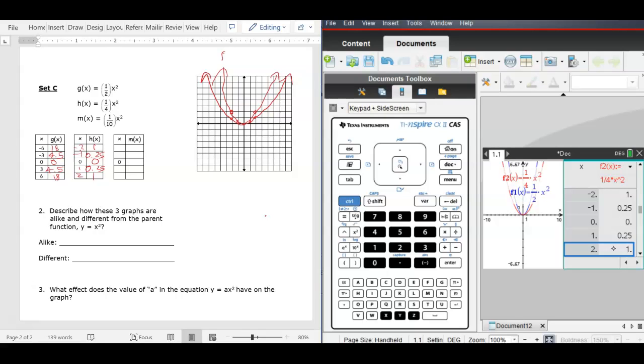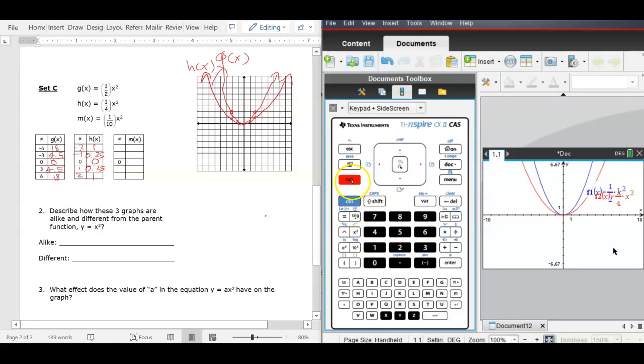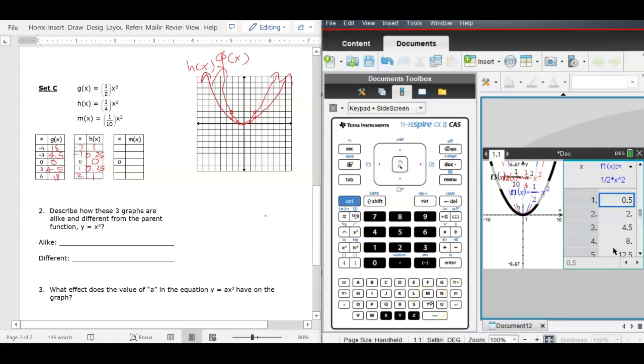So we had g of x here, h of x here. All right. And then last one, m of x. So we're going to hit Control T to get rid of the table, tab, and then 1 Control divide 10, go to the right, x squared. That's a wide one. Hit Control T.